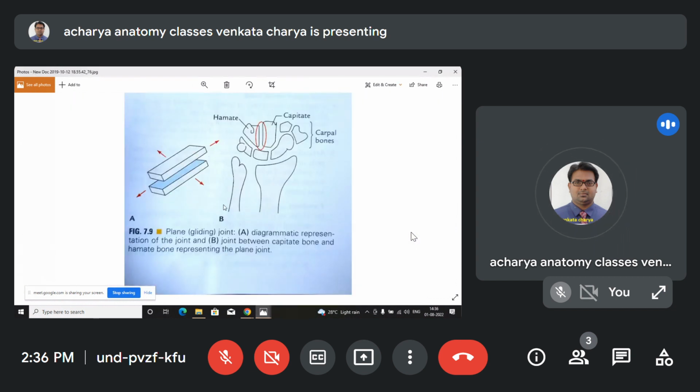Plane. See the example of the plane joint. Between the two bones there is the presence of a joint, but that joint can't produce any movement. In the intercarpal there is no movement. There is a presence of a joint, but there is no axis.